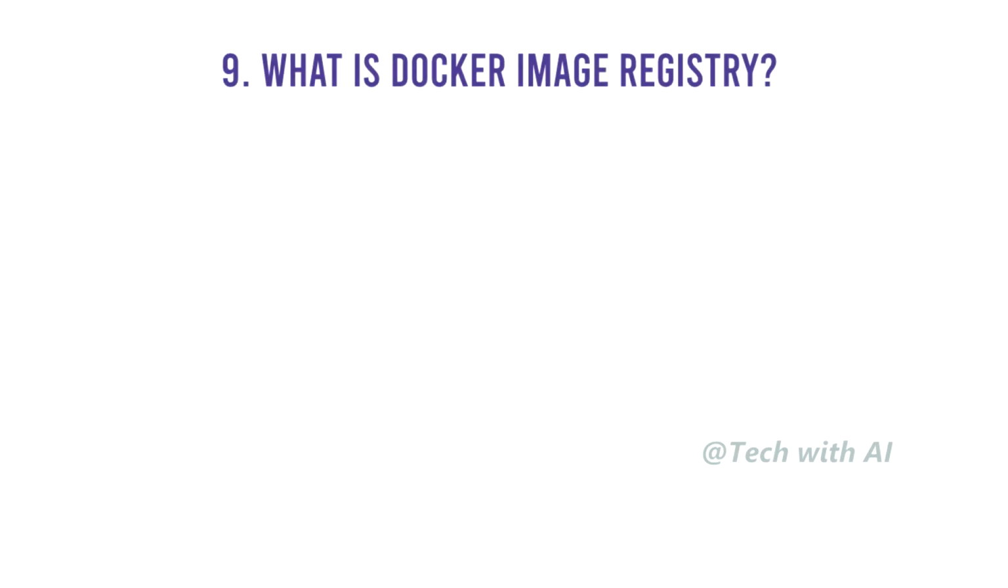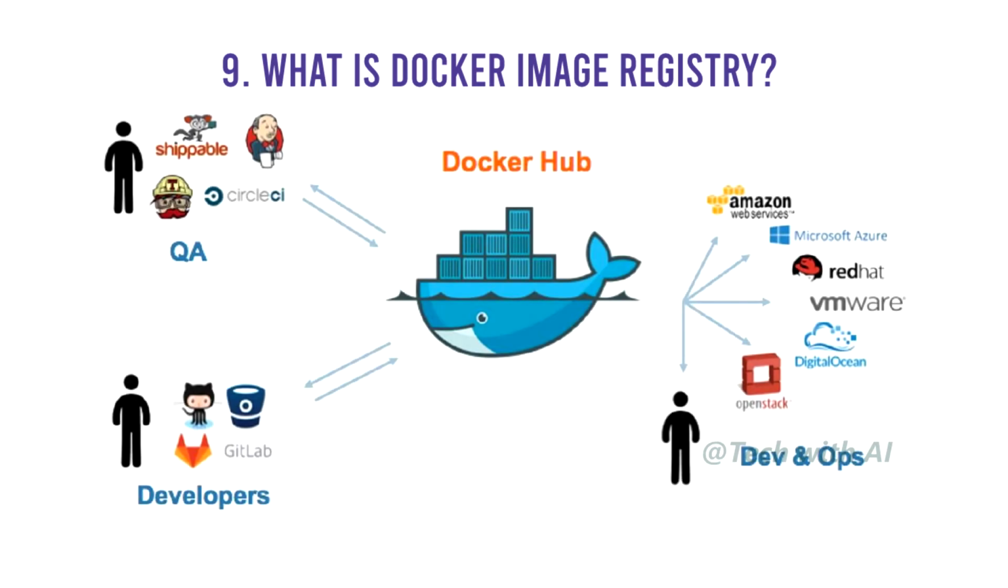What is Docker Image Registry? A Docker Image Registry, in simple terms, is an area where the Docker images are stored. Instead of converting the applications to containers each and every time, a developer can directly use the images stored in the registry. This image registry can either be public or private, and Docker Hub is the most popular and famous public registry available.